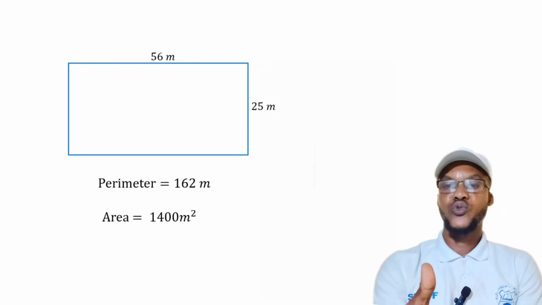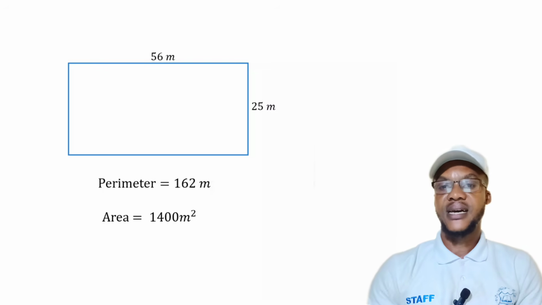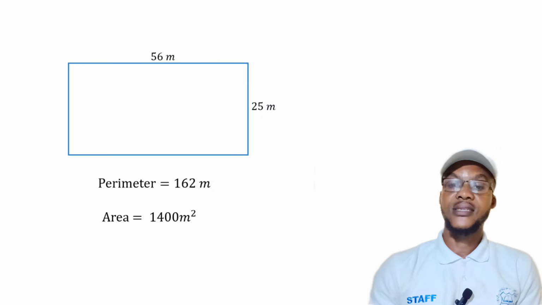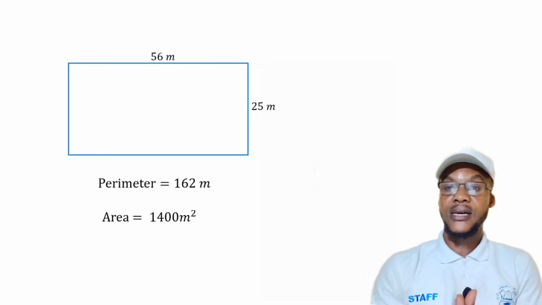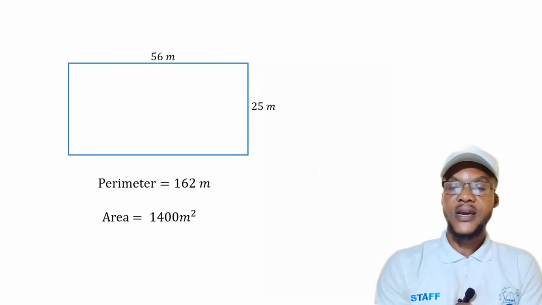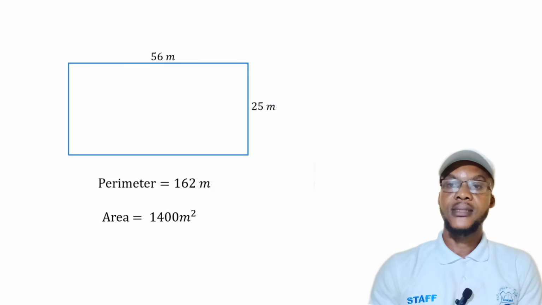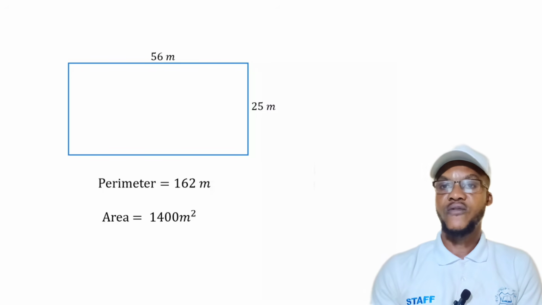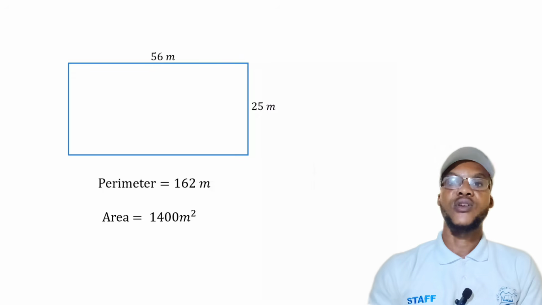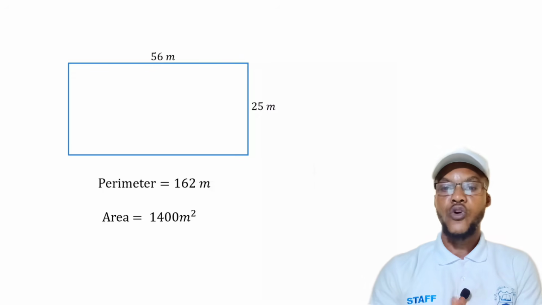Now you should know the difference in the unit attached. For perimeter, we just add, we just sum, so the unit is just meters. But for the area, we said that area is measured in squared units. That is why it is meters squared. So take note of the two so that when you are answering them in your exams, you don't make these mistakes.